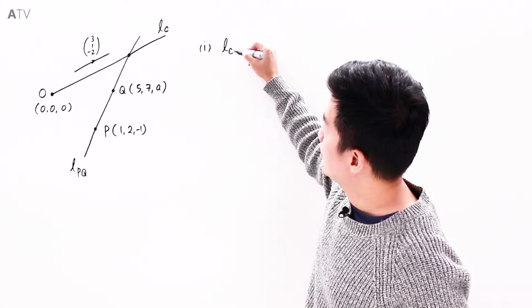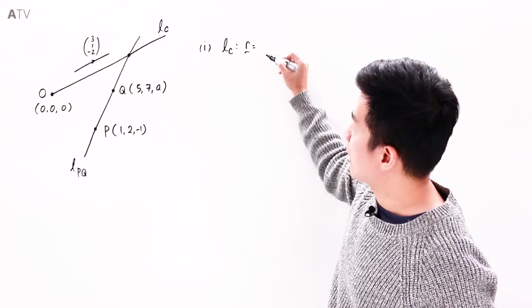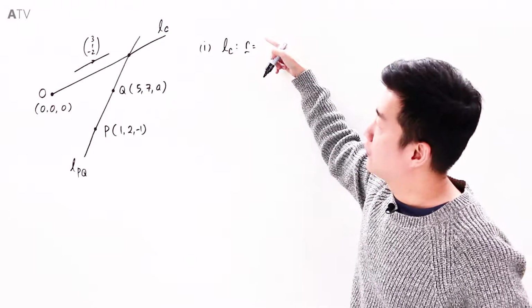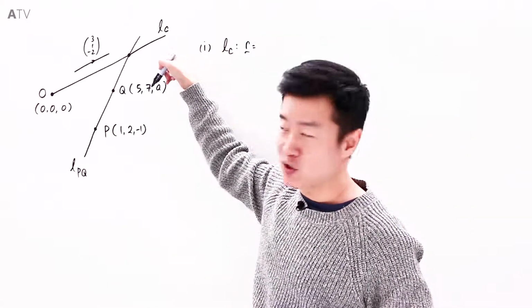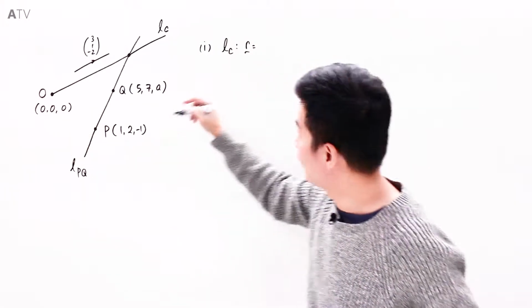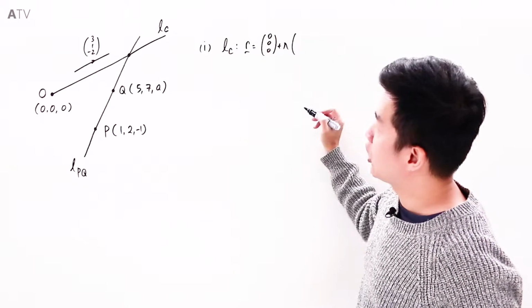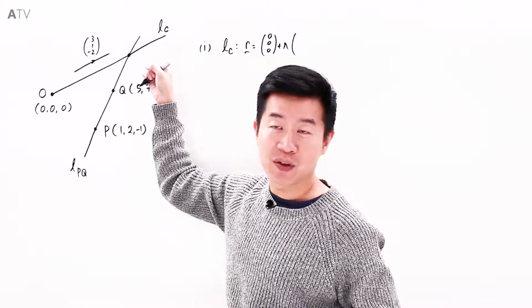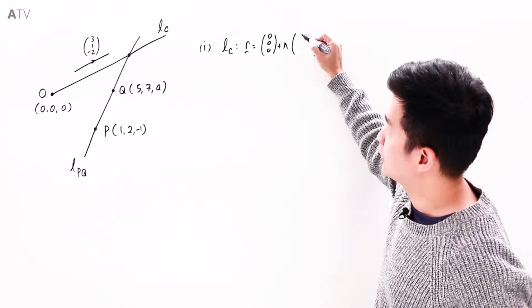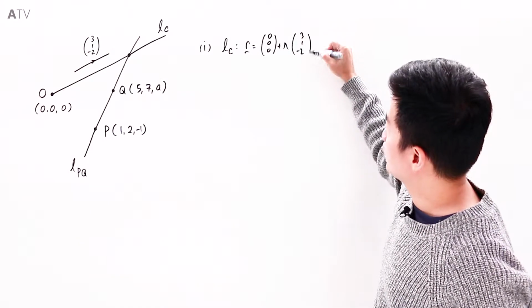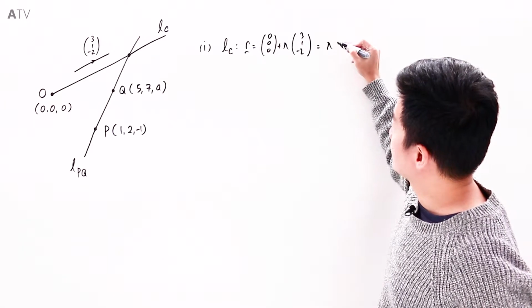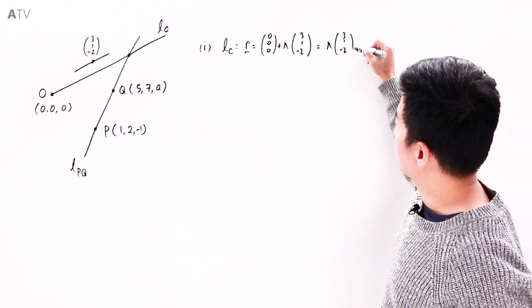So for this line LC, its equation will be r is equal to the position vector of a point that LC passes through. Obviously, I'm going to make use of the origin. So 0, 0, 0 plus lambda of a direction that is parallel to LC. According to the question, it is parallel to 3, 1, minus 2. So what I have is just lambda of 3, 1, minus 2.